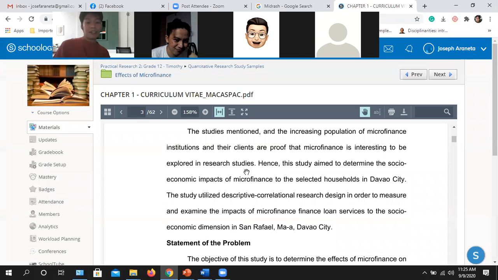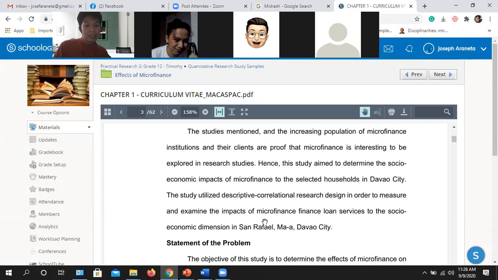The studies mentioned an increasing population of microfinance institutions and their clients are proof that microfinance is interesting to be explored in research studies. So you need to indicate, express that your study is interesting, significant to explore. This study aimed to determine the socioeconomic impacts of microfinance to the selected households in Davao City. And you need to provide your purpose. What's the objective of your study?